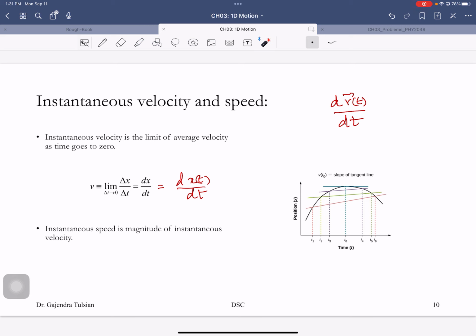So if you wanted to find the instantaneous velocity at this point, you would draw a tangent there, and the slope of the tangent would be equal to that.